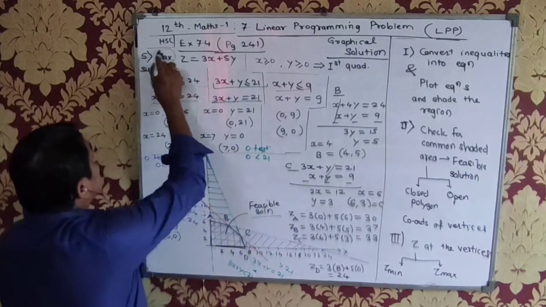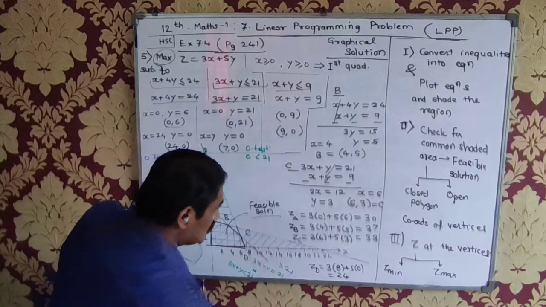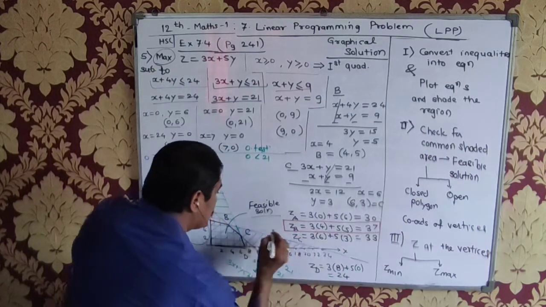मुझे इसमें से मैक्सिमम वाला वैल्यू चाहिए. I want the maximum value. Which is the maximum value out of this? Z at B is the maximum value, so this is our Z max.